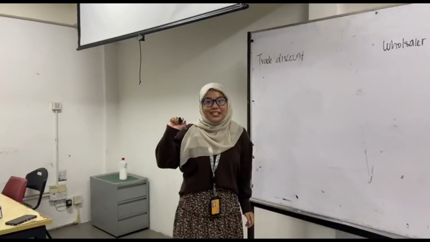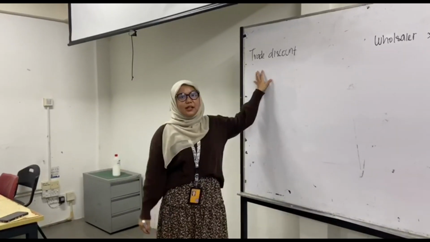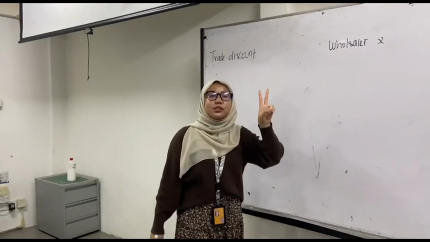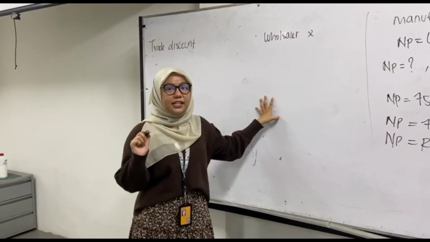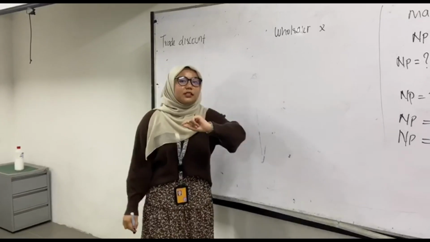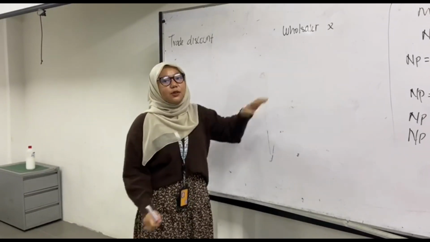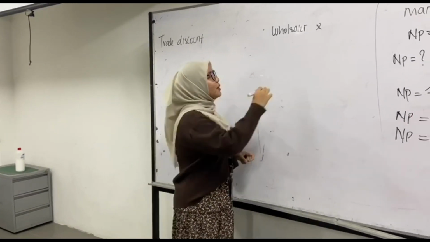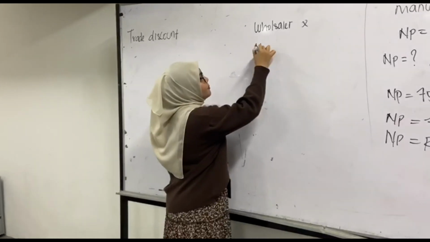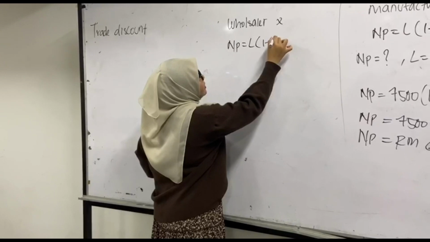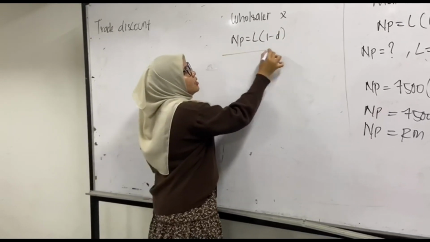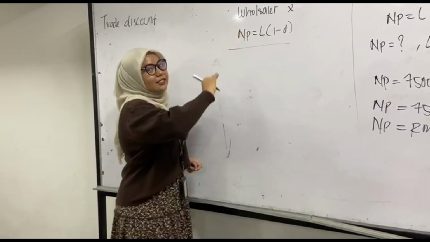Hi guys, I'm Shabaria. I will teach you how to use trade discount. In trade discount, we have two types of discount, which are single trade discount and chain trade discount. Wholesaler X is a single trade discount, so the formula is 1 minus D. This is the formula of single trade discount.